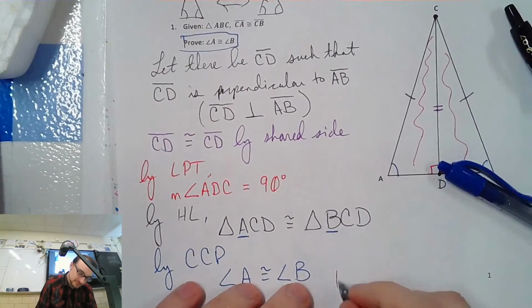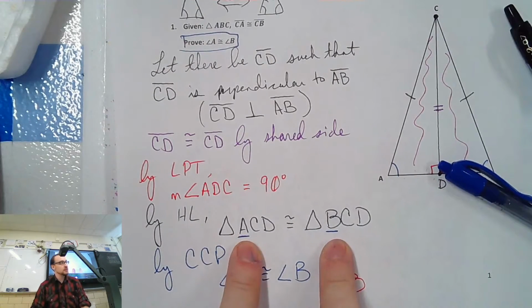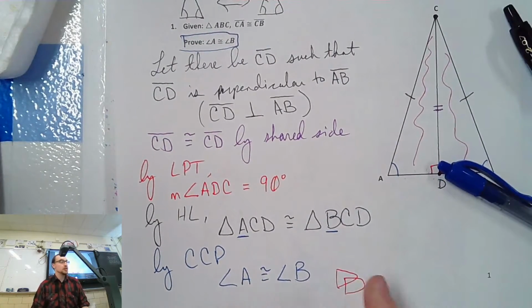Swag box. What's CCP stand for? Corresponding congruent parts. Corresponding means they're in the same relative location. Congruent means they're congruent. Parts mean they're parts of a triangle we've already proved congruent. Yes?